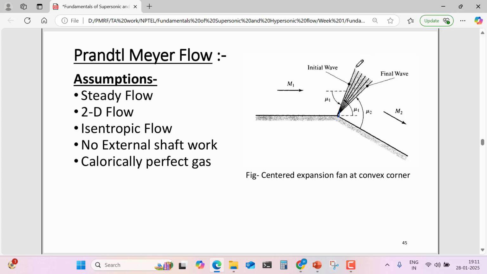and the starting and ending of this Mach wave depends on the upstream and downstream Mach number and the angle by which it is turned. There are some assumptions for the Prandtl-Meyer flow. As these are Mach waves, the flow is isentropic. It is steady and 2D flow. There is no external work, and the gas is a calorically perfect gas.